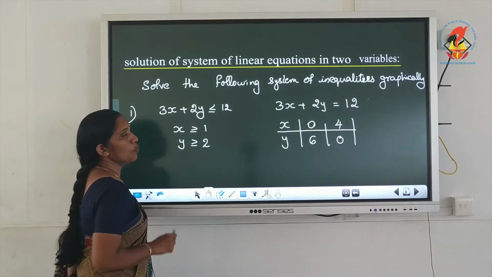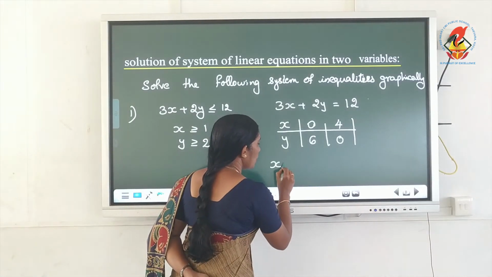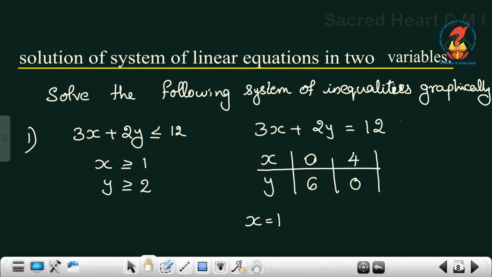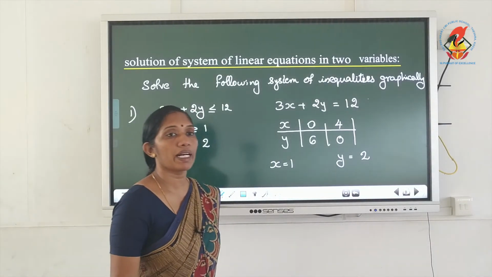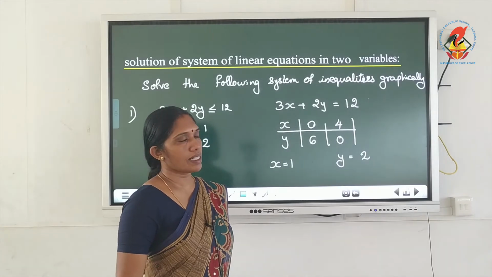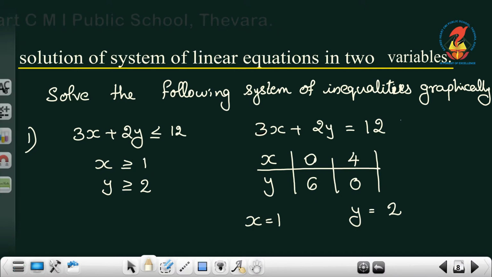Then the second inequality is x greater than or equal to 1. X is equal to 1 is a straight line, a line parallel to the y axis. And y greater than or equal to 2. So we have to draw y equal to 2. That is also a straight line, which is parallel to the x-axis. So we can draw that. Okay, so take the graph.